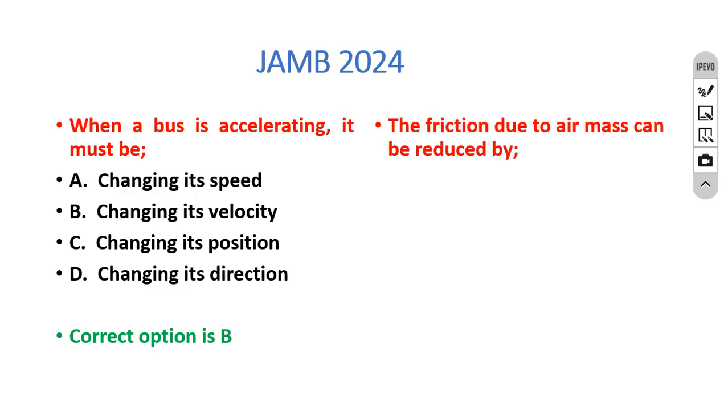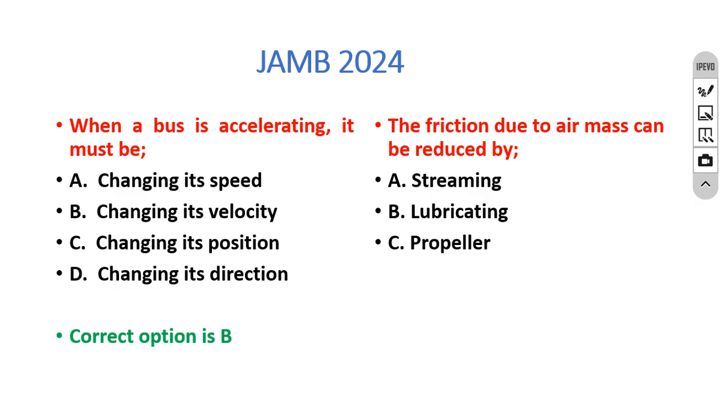The next question says, the friction due to a mass can be reduced by: options, streaming, lubricating, propeller, polishing.